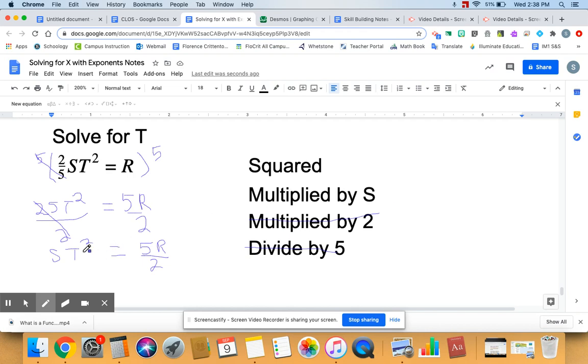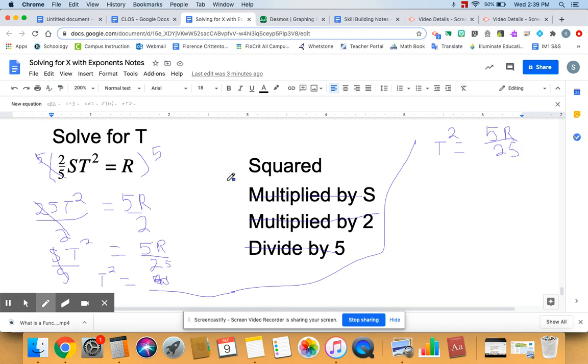Next weakest is multiplied by s. To undo that, I divide by s. However, when I divide this side by s, it just means it joins the bottom. So then finally, because I got rid of the multiplied by s, and so these cancel, so then I'm left with t squared. So t squared equals this whole side. However, I'm running out of room, so I'm going to go ahead and move my math over to this side. So I'm at t squared equaling all of this, 5r divided by 2s.